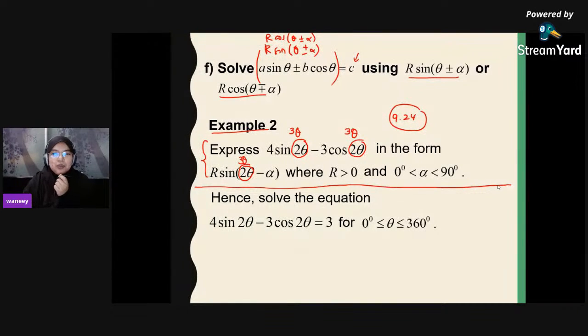Okay, so now we're going to express them in the form of R sine 2 theta minus alpha first. Oh, same answer. Good then. And then we're going to solve the equation. Okay, so let me show you how to calculate the value of the R and the alpha.